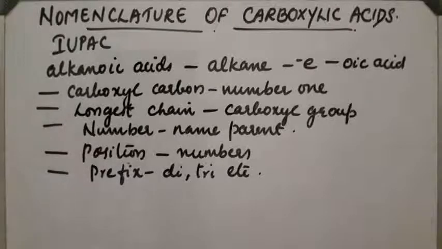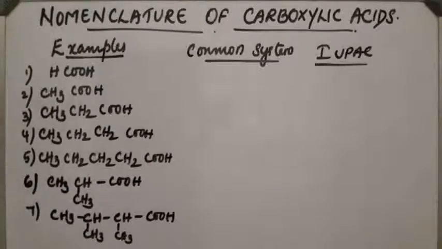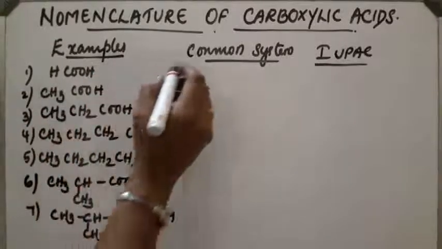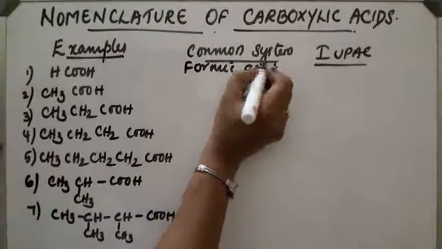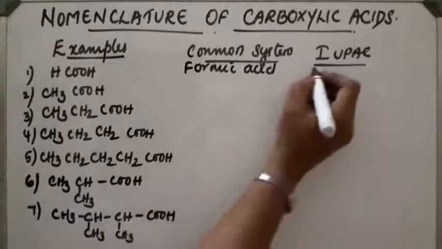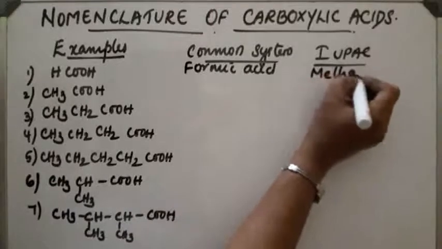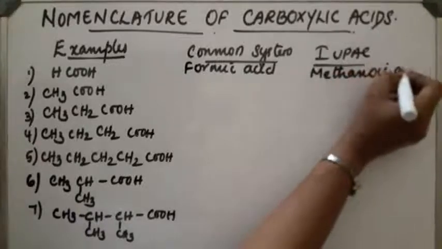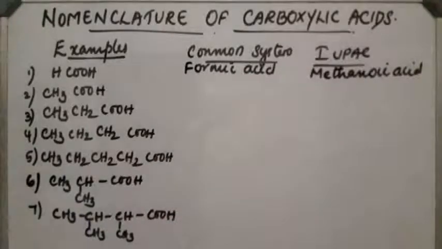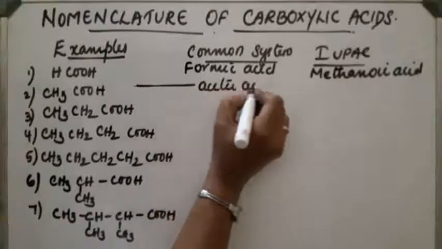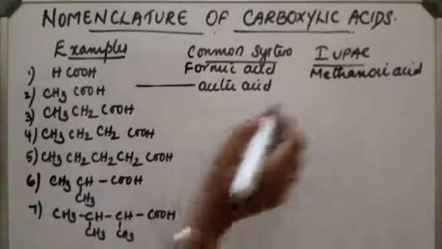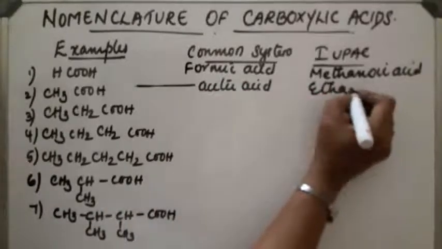Now let us take a few examples of the common system of naming and the IUPAC system of naming. First compound, HCOOH. In the common system of naming, it is called formic acid, and in the IUPAC system, methanoic acid. Second one, acetic acid, and in the IUPAC system, ethanoic acid.